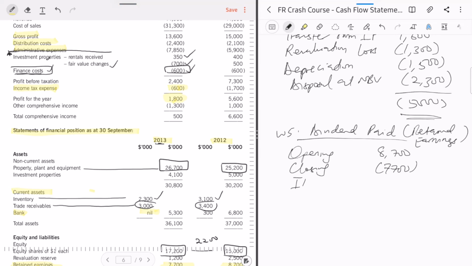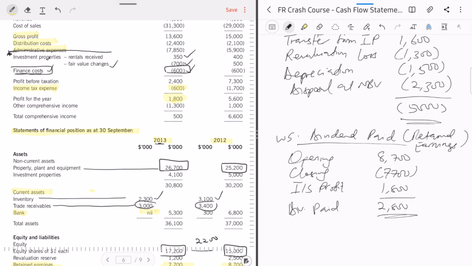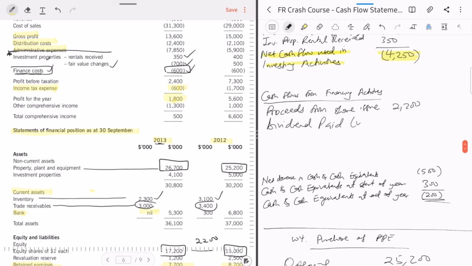So I add the income statement profit of 1,800. Now let's find if the difference is 0, it means they didn't pay any dividend at all, right? So we have 8,700 minus 7,700 plus 1,800 will give you 2,800. So this is my dividend paid, working 5, 2,800. So this is an outflow.